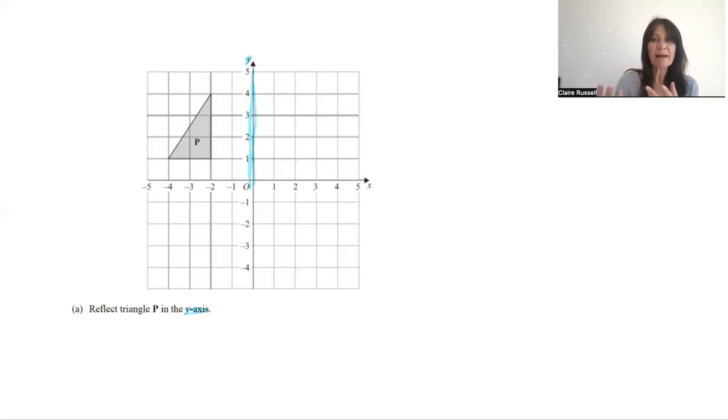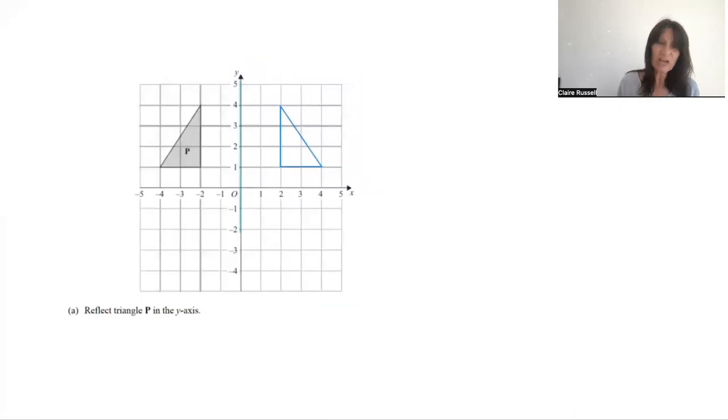You can use tracing paper for this. That works really, really well. This is the solution. I pre-did it so that you can see it nice and easily.